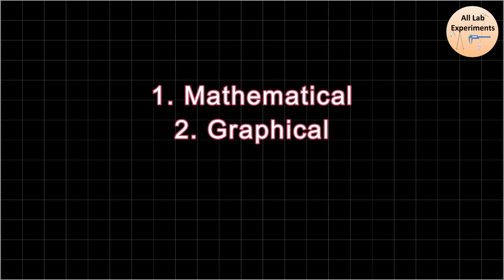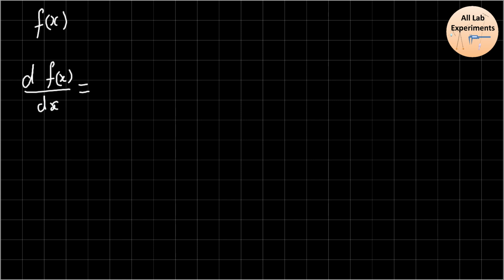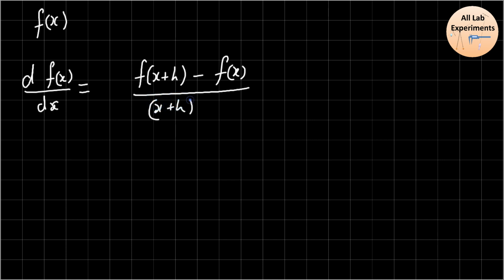In the beginning, let us consider we have a function of a variable x. Now what does it mean if I take differentiation of this function with respect to x? According to mathematics, this means that if I take f(x plus h) minus f(x) divided by (x plus h) minus x. This is the basic definition of differentiation of a function.